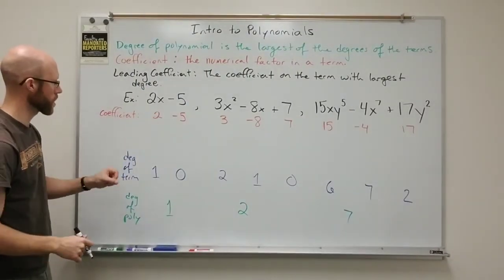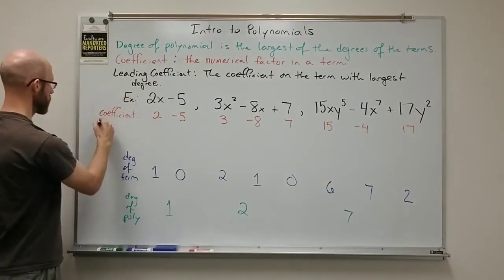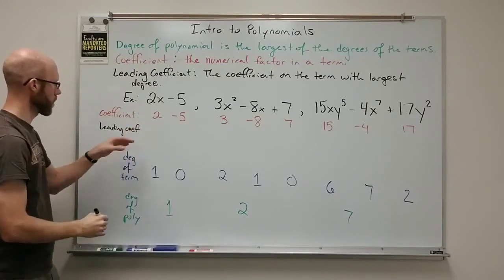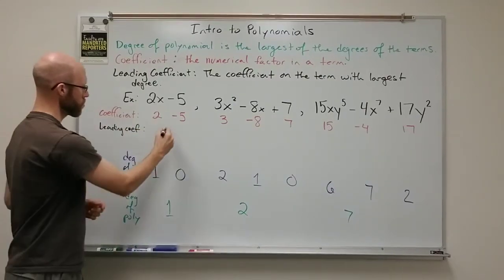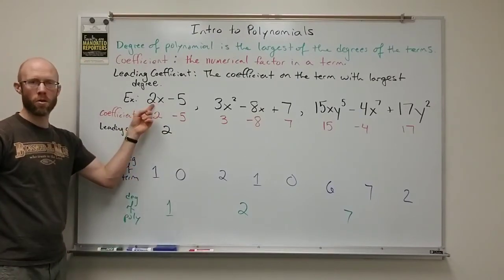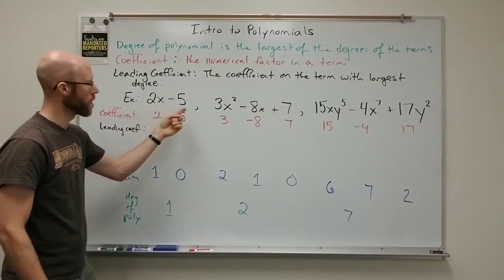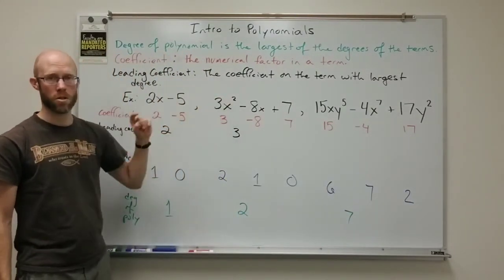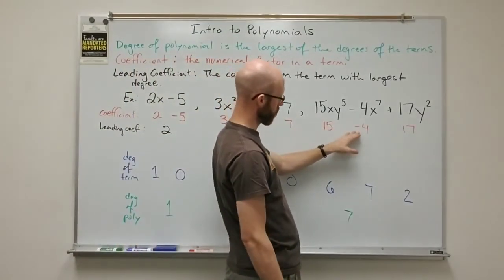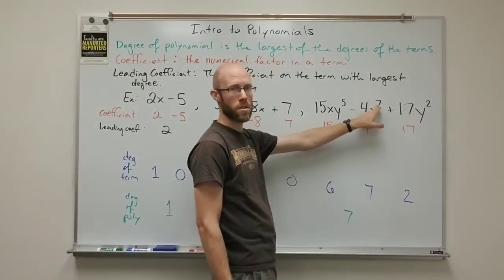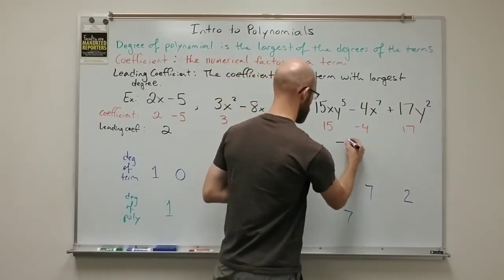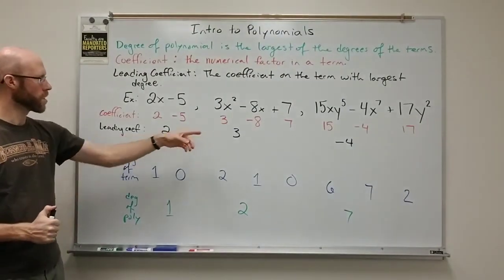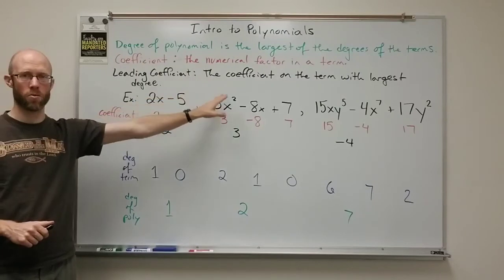So in each of these examples again, the leading coefficient is going to be 2 for the first one because that's the coefficient on the largest degree term. This one will be 3 because it's the coefficient on the term with the largest degree. And here, the term with the largest degree is the middle term with the 7. So the leading coefficient is -4 on that one. Okay, so the leading coefficient is always going to be the coefficient on the term with the largest degree.